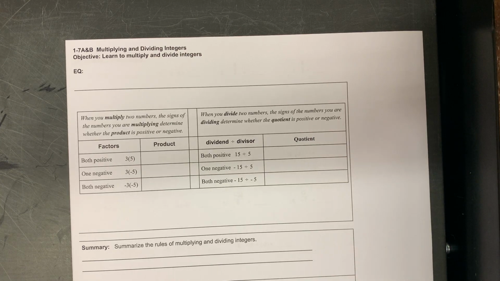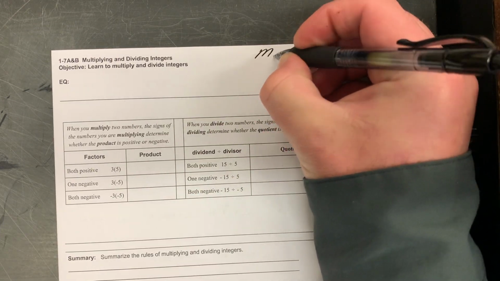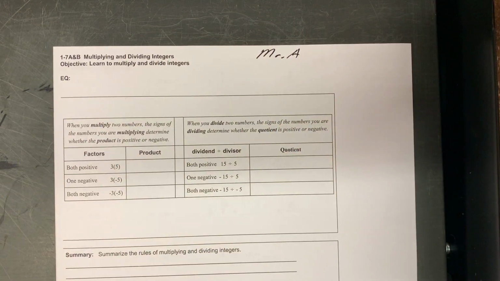Hello 7th graders, here are your guided notes for 1-7 A and B, multiplying and dividing integers. Our objective today is to learn to multiply and divide integers. Make sure that you're putting your name at the top of this page. That way you can receive credit for your work. I was missing a couple names from the last packet, so make sure you are filling that in for me.